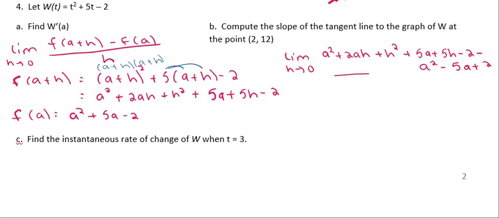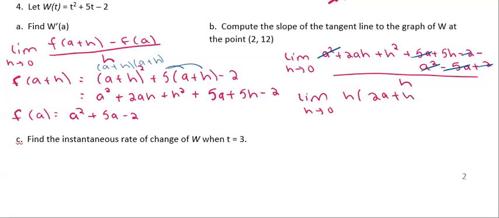All over h. Now remember, anything that does not have an h has to cancel. So a squared right here, and here's our minus a squared right here. Here we have minus 2, here we have plus 2. Is there anything else? 5a minus 5a. So everything has an h now, because in the next step, we need to have our limit. As h approaches 0, we need to pull out the h, and that will leave us with 2a plus h plus 5. See that 5h right there? All over h.